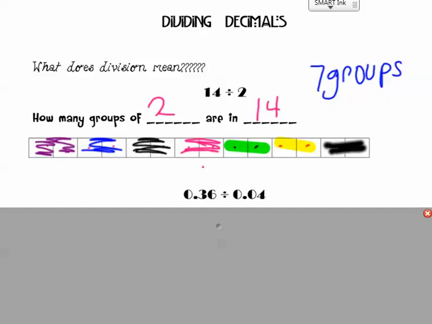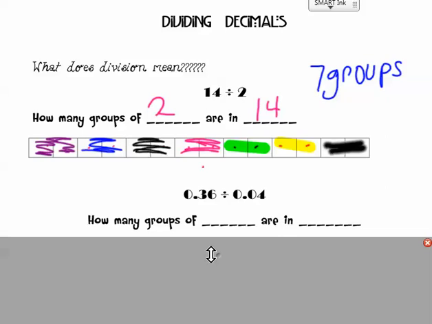So this is 36 hundredths divided by 4 hundredths. So 36 pennies divided by 4 pennies. So what does that mean in word form? Well, what it means is how many groups of 4 hundredths are in 36 hundredths. So what I'm going to start with is 36 hundredths.